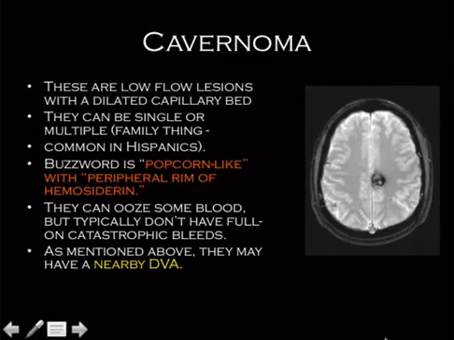So what is a cavernoma? Cavernomas are low-flow vascular malformations. They do not have normal intervening tissue. They have a popcorn or peripheral appearance of their hemosiderin. They can bleed, but they tend to ooze more than actually have a catastrophic bleed, and you need to look for the DVA.